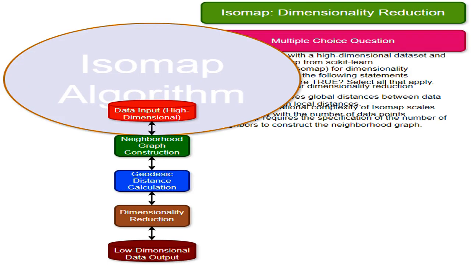Before Isomap starts reducing dimensions, it creates a graph connecting nearby data points. This graph represents the local structure of your data. This step is essential in capturing the relationships before we start simplifying things.